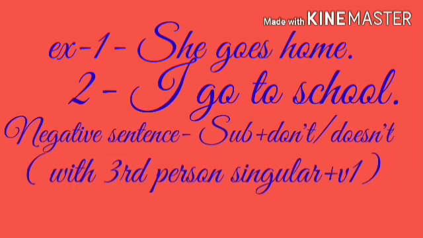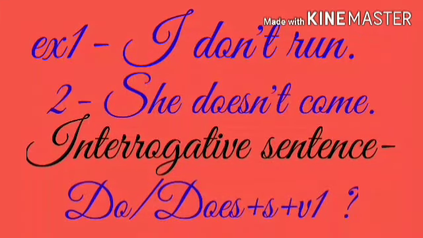Let's see the next formula of negative sentence. Subject plus don't or doesn't with third person singular V1. Okay, let's see the next example of negative sentence. I don't run. Second, she doesn't come.